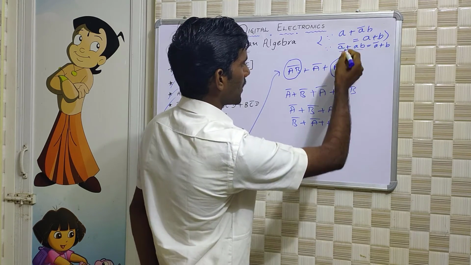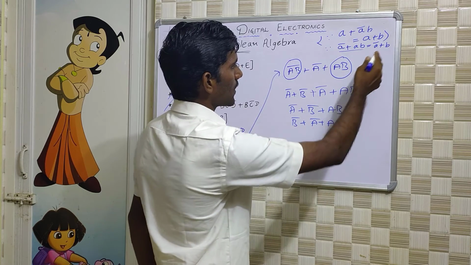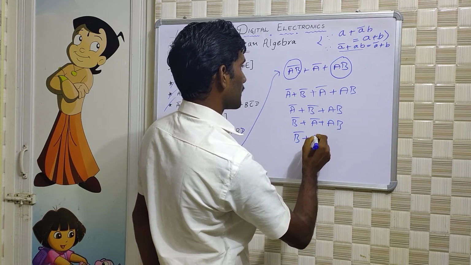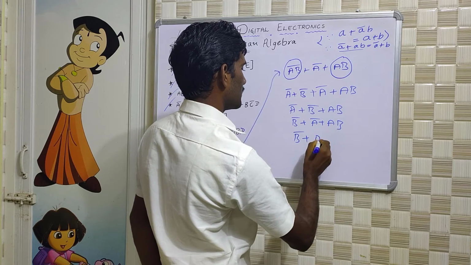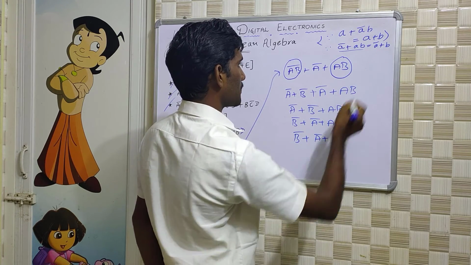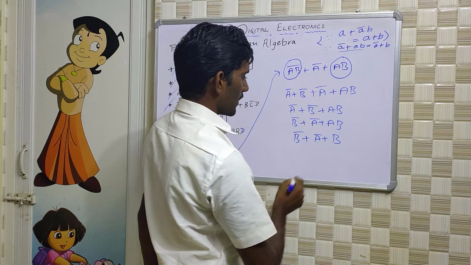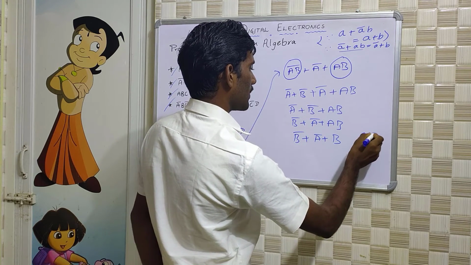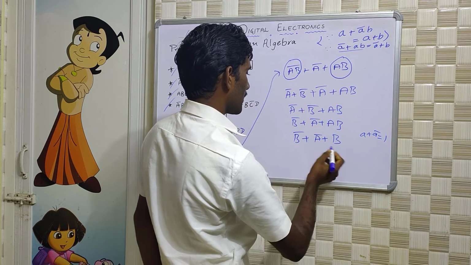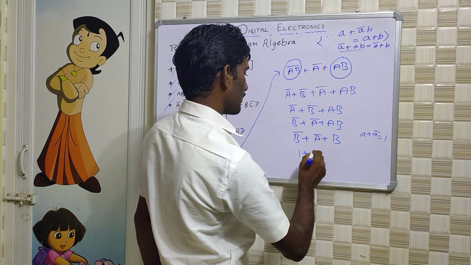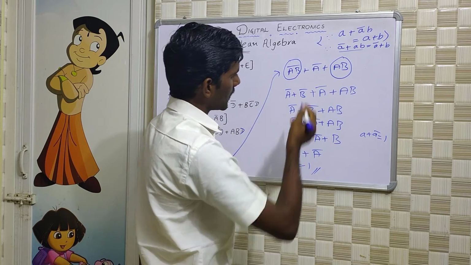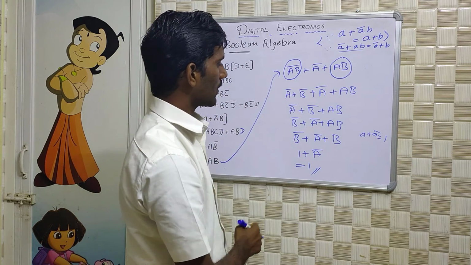So from this formula, A bar plus A B is equal to A bar plus B. So B bar plus A bar plus B. Right? So B plus B bar will be 1. We know A plus A bar is equal to 1, so similarly B plus B bar will be 1. So 1 plus A bar, that is equal to 1. So that is a simple method. This is the derivative method.